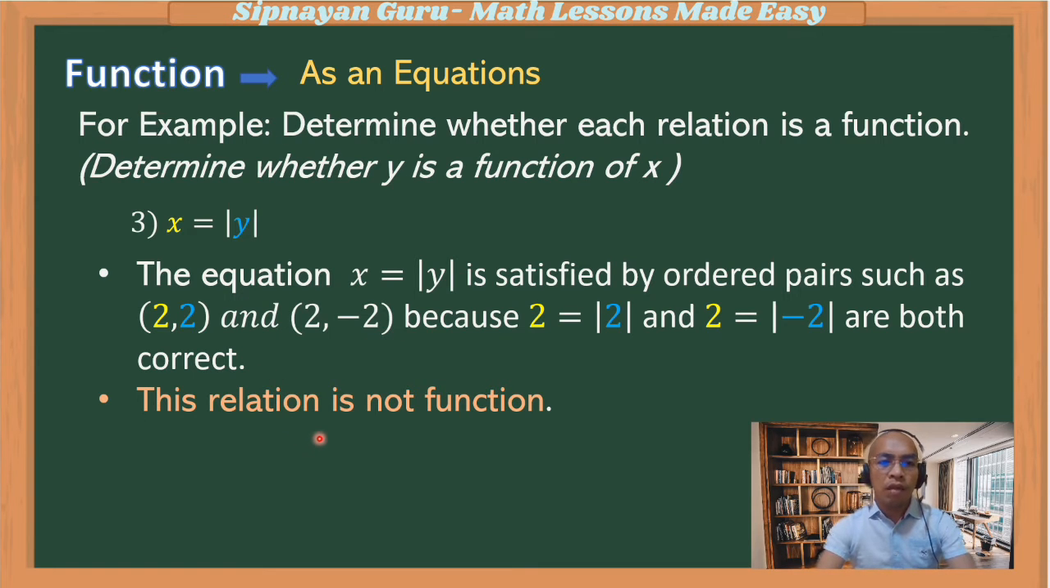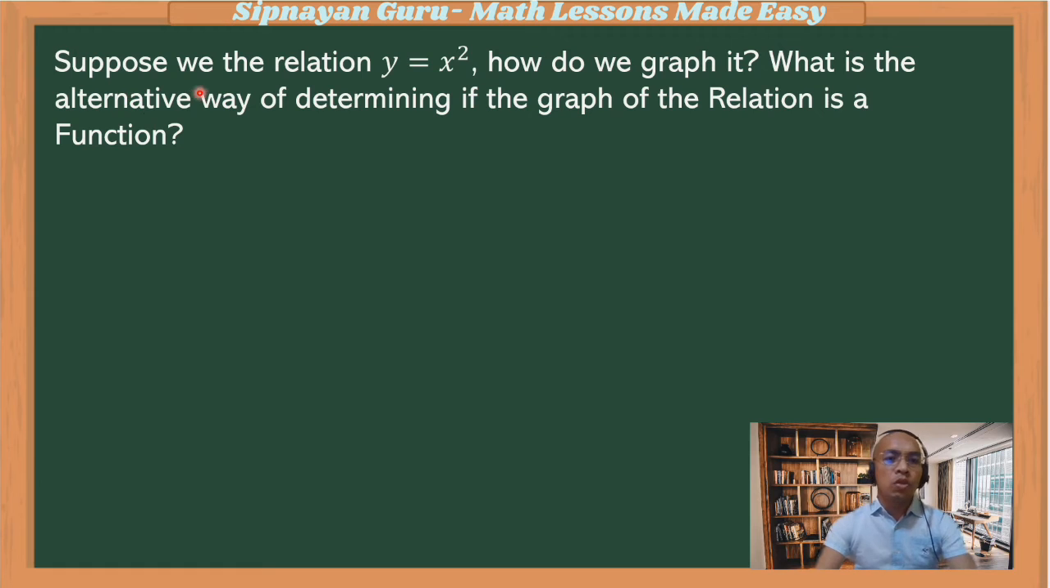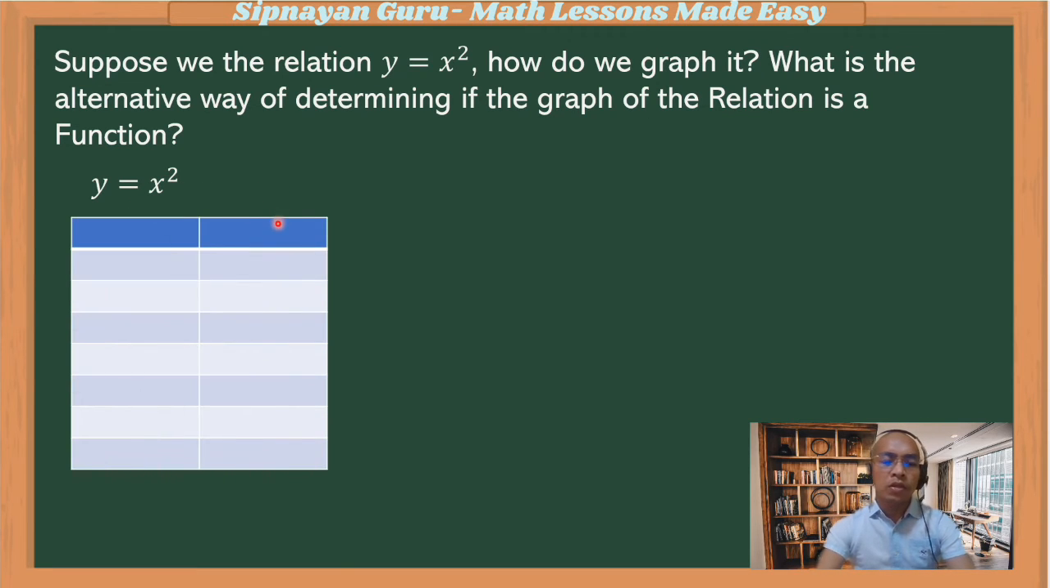Now suppose we have the relation y equals x squared. How do we graph it? What is an alternative way of determining if the graph of the relation is a function? In graphing an equation or a function, we will make use of a table of values. In the table of values, the first column contains the inputs or the independent variable, and the second column contains the output, which is y or the function of x.